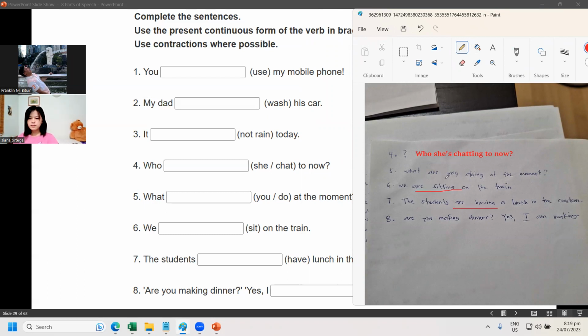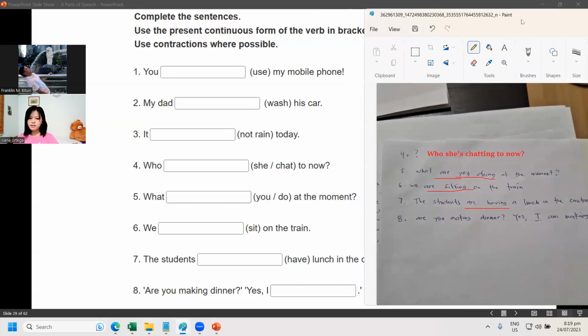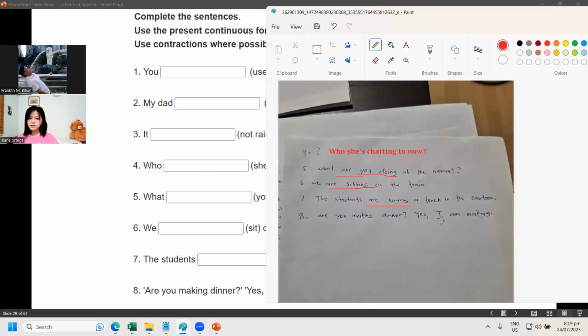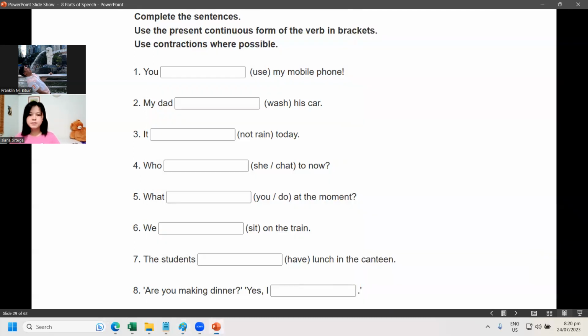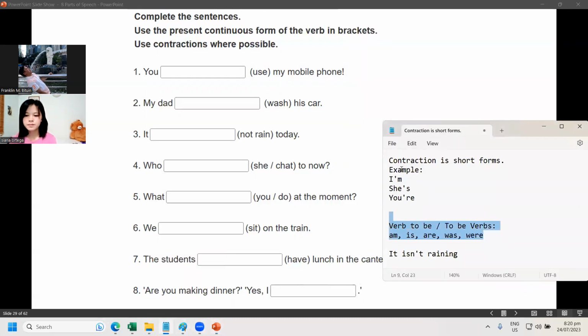All right, very good. Doing. Are you making dinner? Yes, I'm making. Yes, all right. Very good. Okay, good job. So that's how you do the present continuous. Don't forget, that's present continuous. You're using the present form of the to be verb.